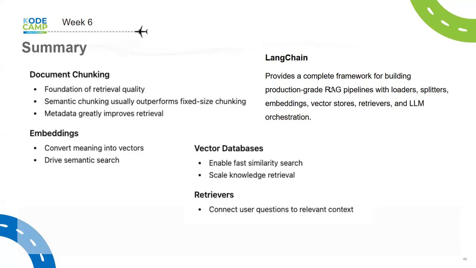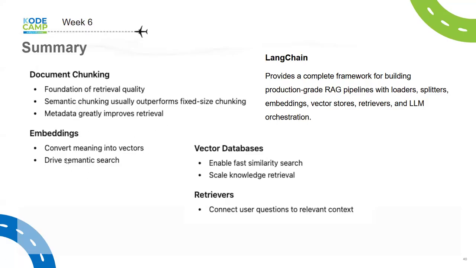Then semantic chunking also outperforms fixed size. Fixed size is not really good. It's bad actually because you don't have any control over where in your documents your chunk ends and starts. You're basically just cutting things in the middle of sentences and so on. Metadata greatly improves retrieval. So these are the three key things to take away.